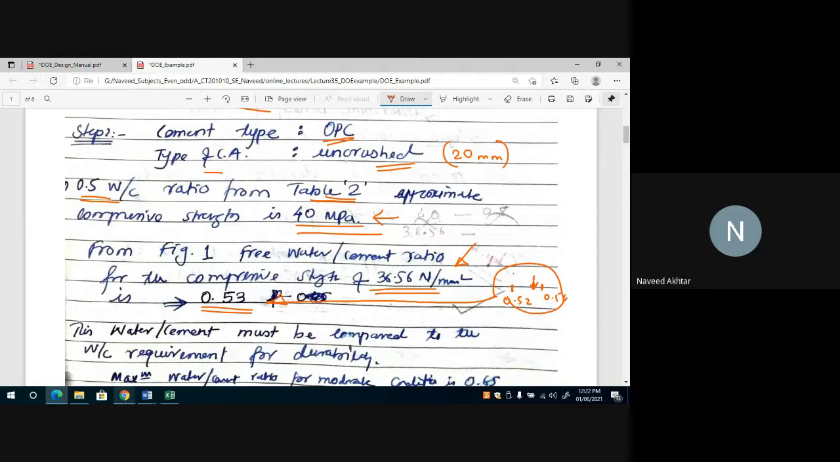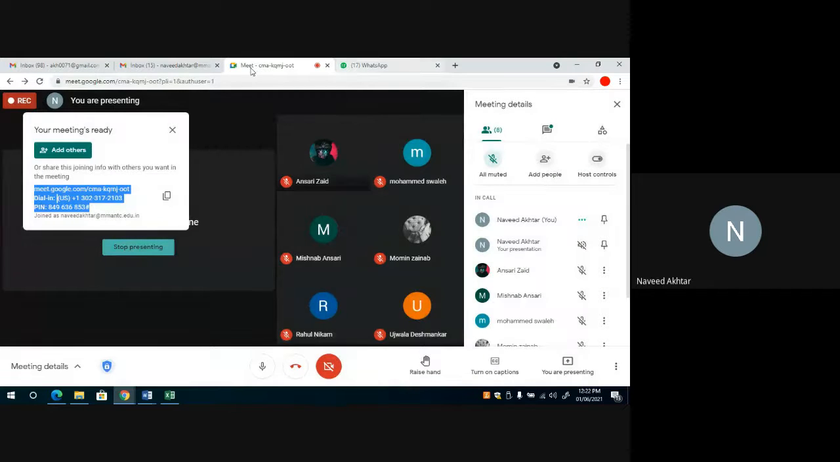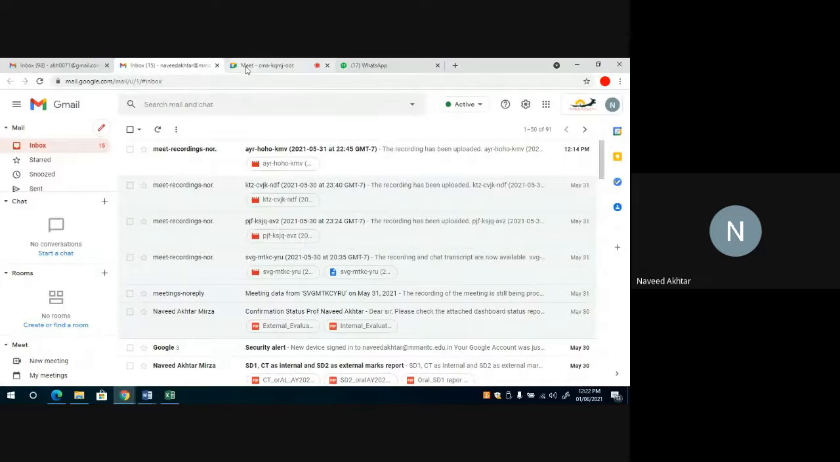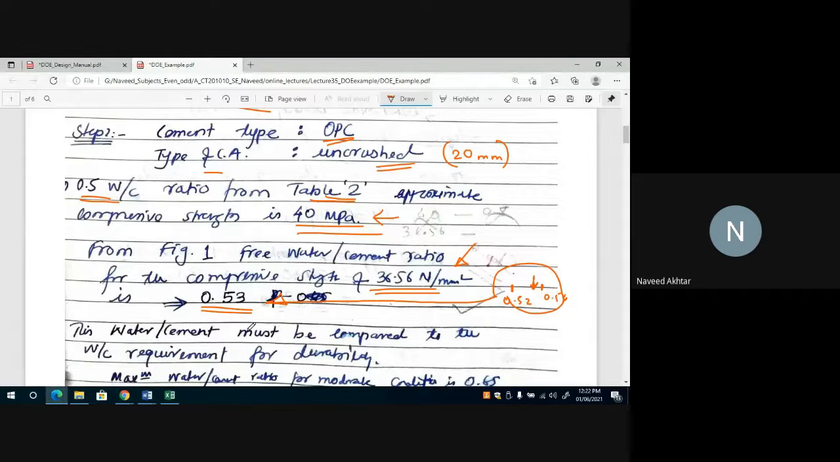So likewise, you have to find out the water to cement ratio based on the compressive strength, based on the type of cement, based on the type of aggregate. You have to find out.